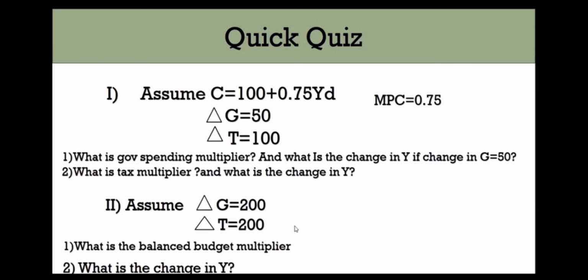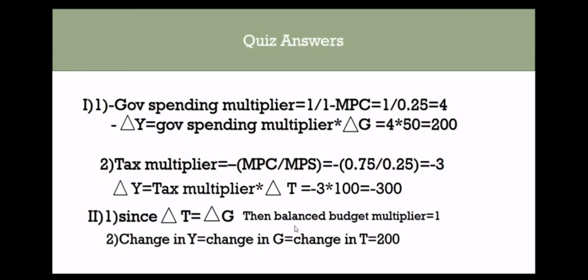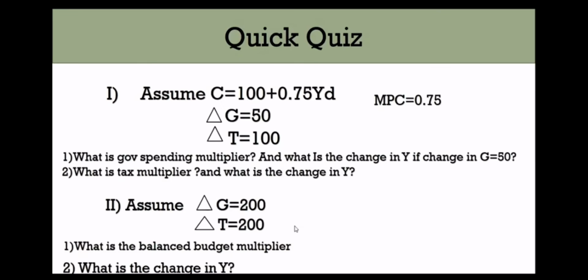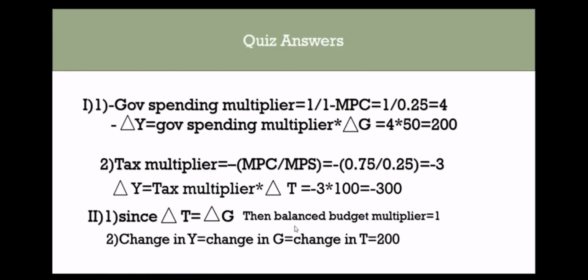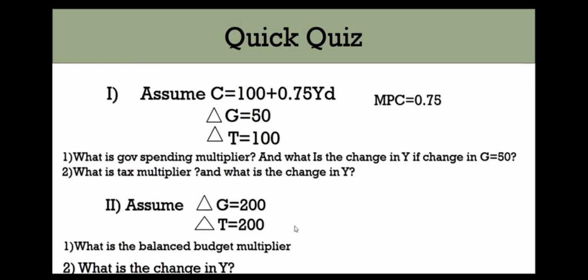Okay, part 2, what is the tax multiplier? We know that the tax multiplier is equal to minus MPC over MPS, so it's equal to minus 3. The second part says, what is the change in Y? We are given the change in taxes, which is 100, and we have the tax multiplier, so we only multiply them by each other. The change in Y is going to be equal to the tax multiplier times the change in T, which is minus 3 times 100, which gives us minus 300.